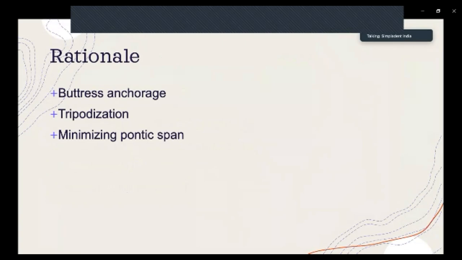What is the rationale behind a glabella implant? We need to have buttress anchorage. Tripodization: if two zygomatic implants are there and one glabella implant is there, we get a tripodization and resist the lateral forces. So this is a true tripodization of the maxilla that we can do with the glabella. And of course we minimize the pontic span.